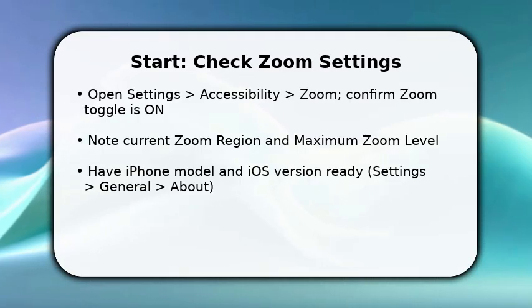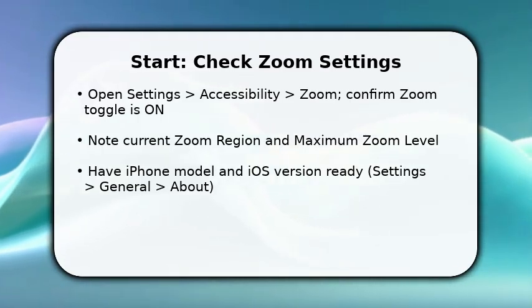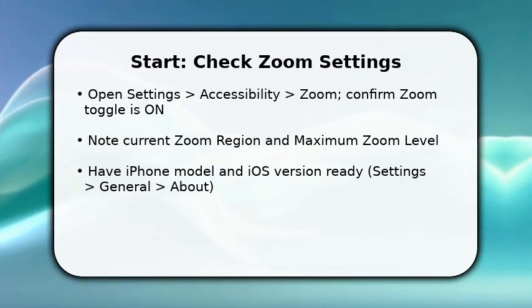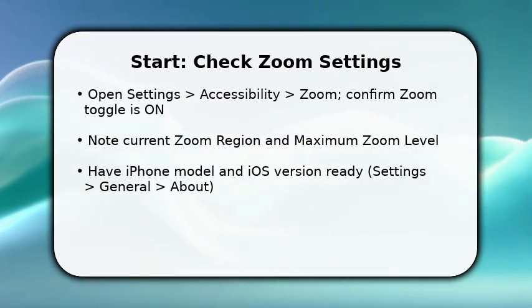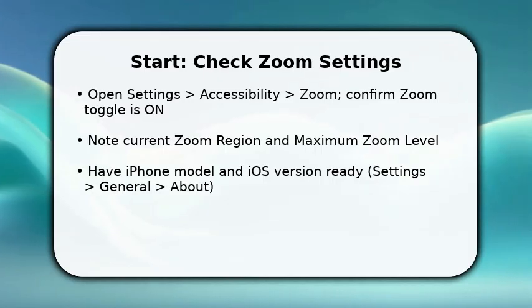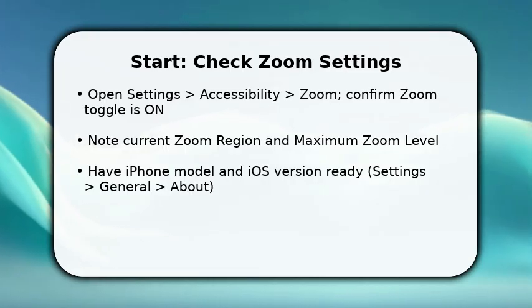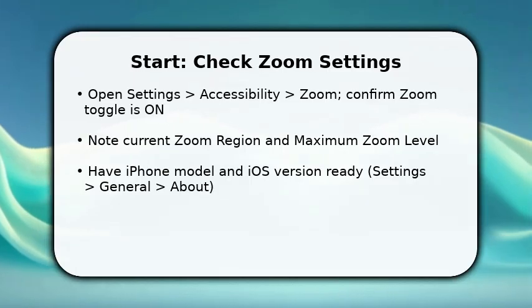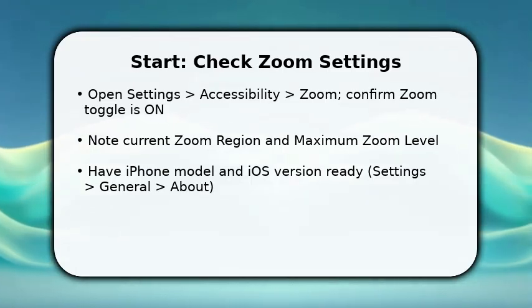Enjoy the video. You begin by opening Settings and going straight to Accessibility Zoom. This tells you whether the feature is active and what kind of zoom you're dealing with. Once done, check the zoom region and maximum zoom level so you know if it's screen zoom or full screen magnifier. Make sure your iPhone model and iOS version are visible in About because some fixes differ by generation. With that info, you're ready to apply the first corrective steps.